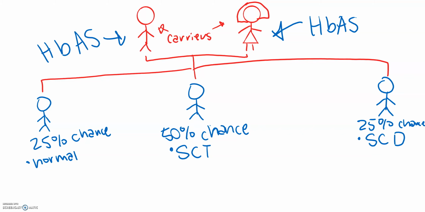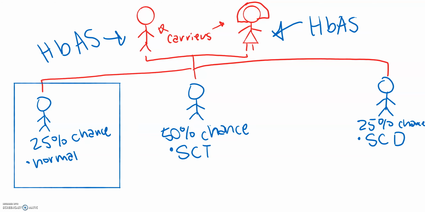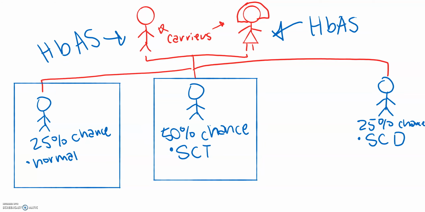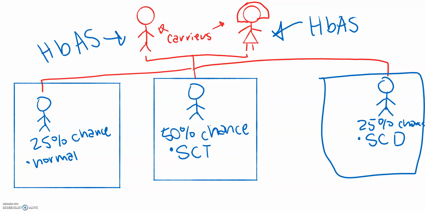And we will be discussing sickle cell trait here too. So imagine if they were both carriers and they have sickle cell trait. Their children would have a 25% chance of being normal, a 50% chance of having sickle cell trait too, and sadly a 25% chance that they actually have sickle cell disease.